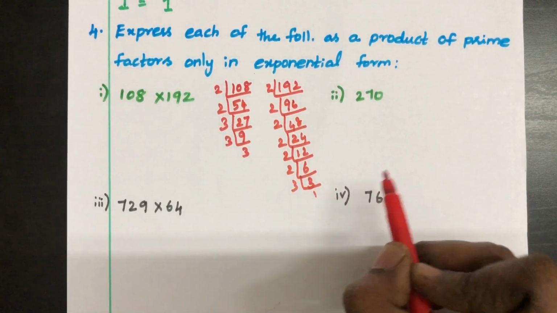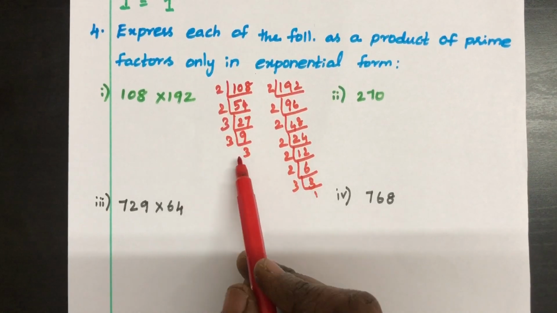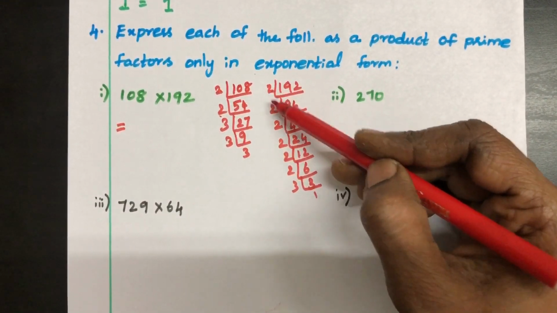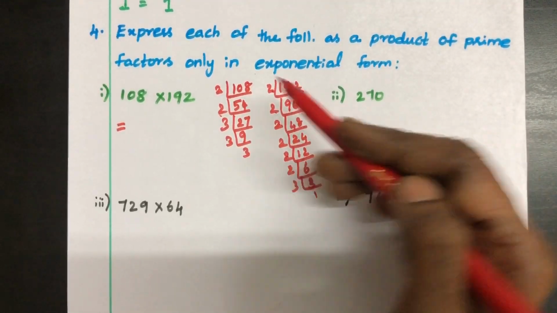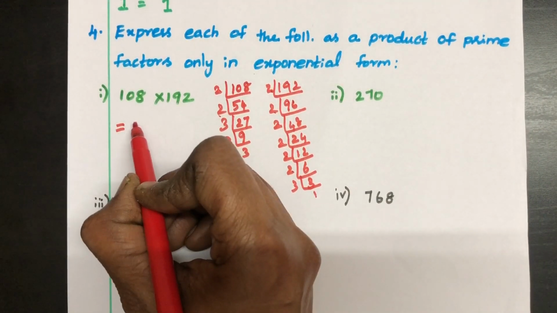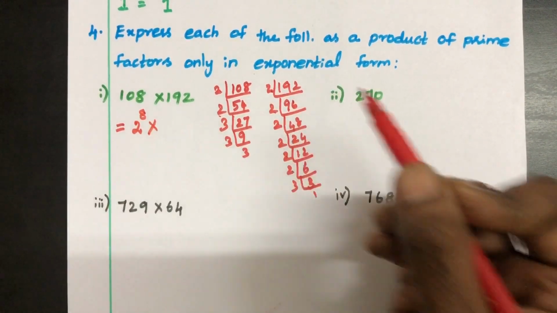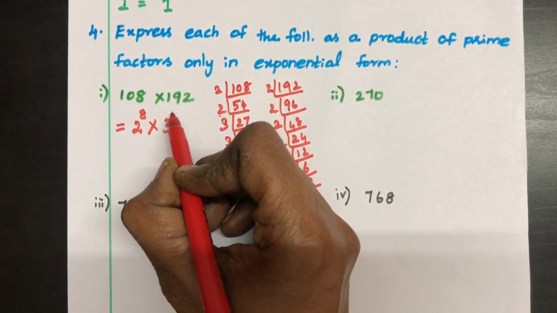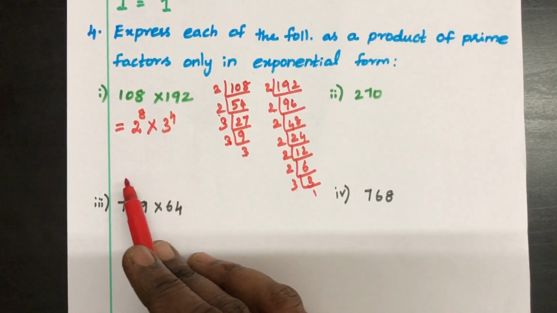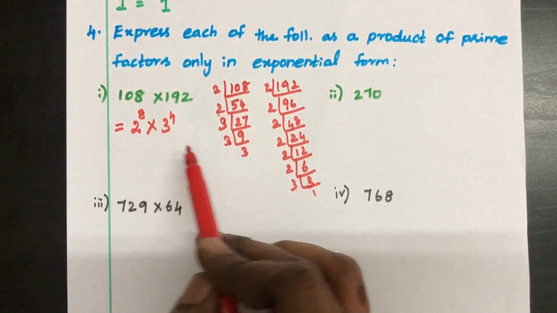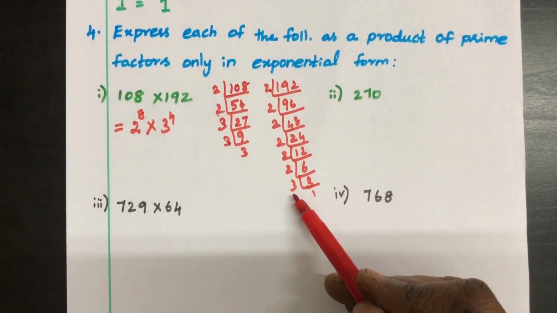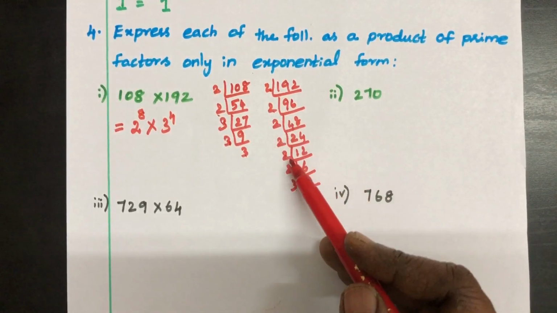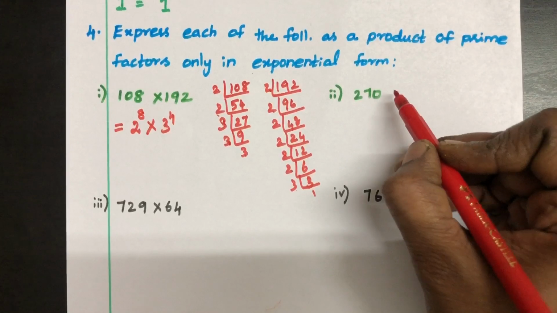So if we multiply all these things, if we combine, how many 2's are present? 1, 2, 3, 4, 5, 6, 7, 8. So 8 2's in the product means 2 power 8, into how many 3's? 1, 2, 3, 4. 4 3's are present. So 3 power 4. This is the way to give these products in exponential form. We just need to find the prime factorization for both the numbers, and the number of times the prime factor repeats is the exponent here.